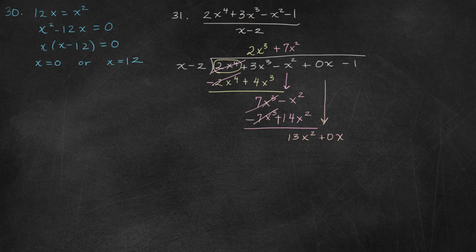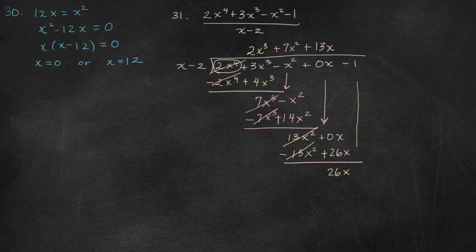So what do I multiply x by to get 13x squared? Well, I would multiply it by 13x. Now I take my 13x and I multiply it by my divisor x minus 2. And I get 13x squared minus 26x. Now I need to subtract, but I'm going to add the opposite instead. So 13x squared plus negative 13x squared is 0. 0x plus 26x is 26x.